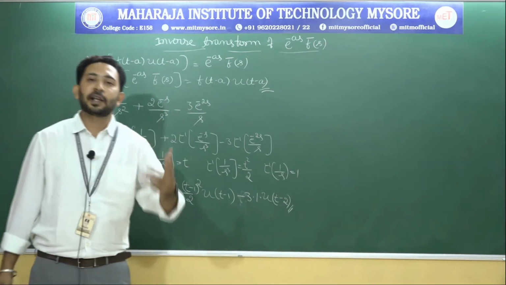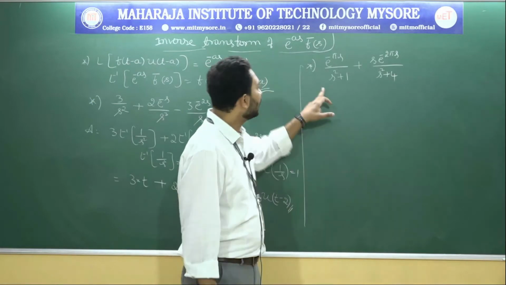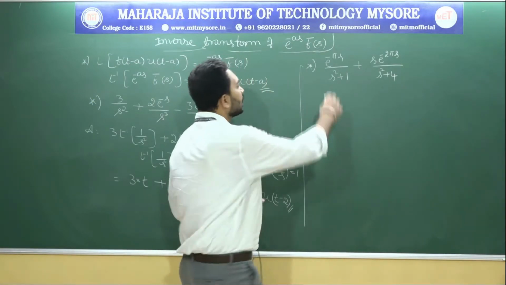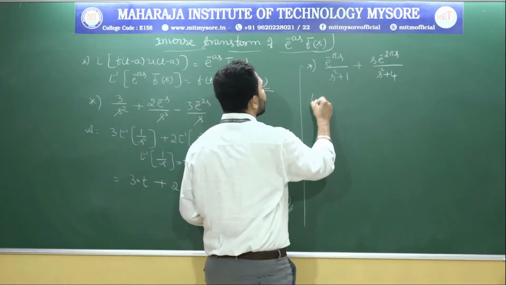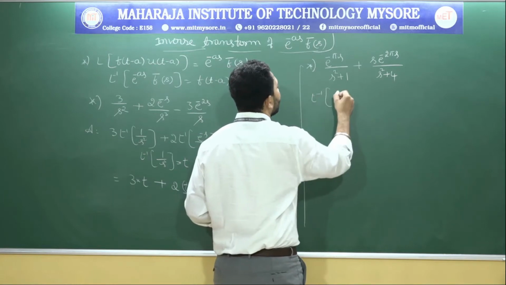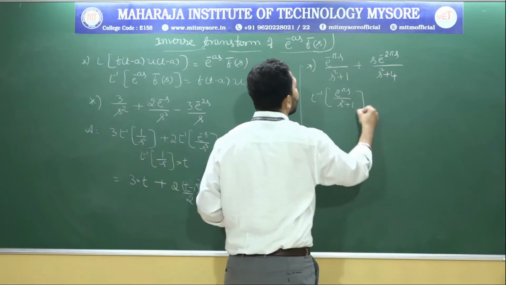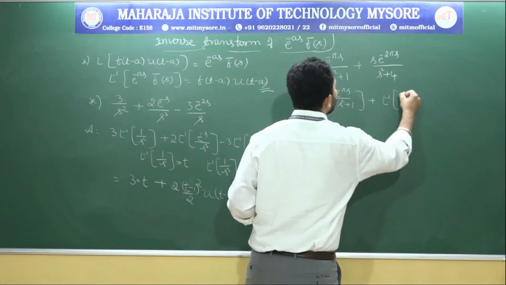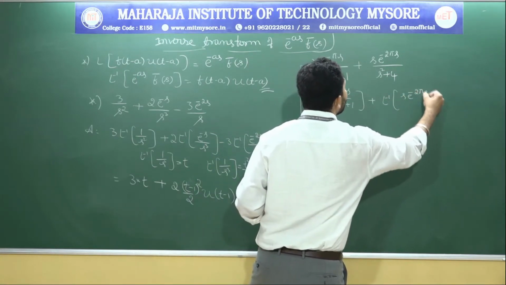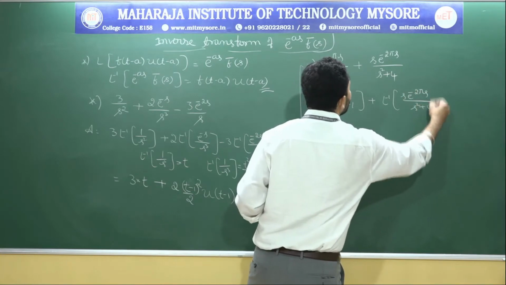I'll explain with one more example now. Look here, I have one more example. Now we need to find the Laplace inverse for this: L inverse of e power minus pi s divided by s square plus 1, plus L inverse of s into e power minus 2 pi s divided by s square plus 4.